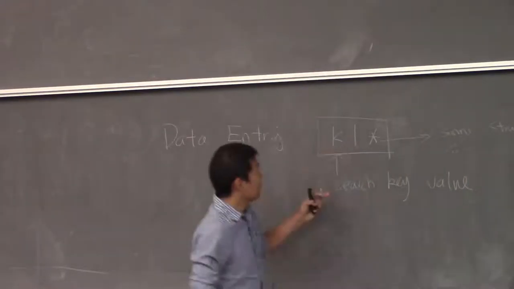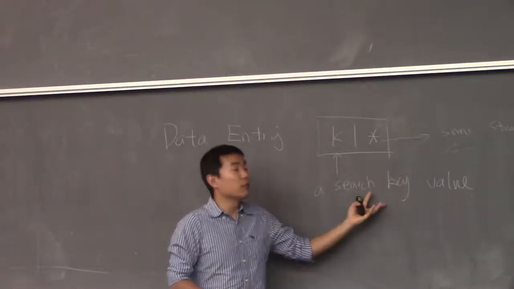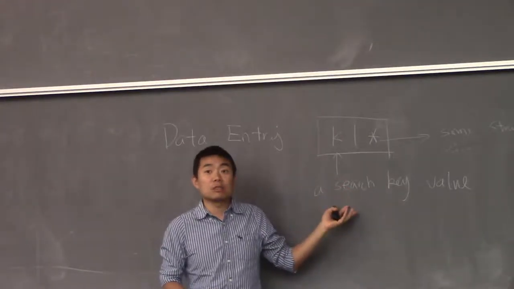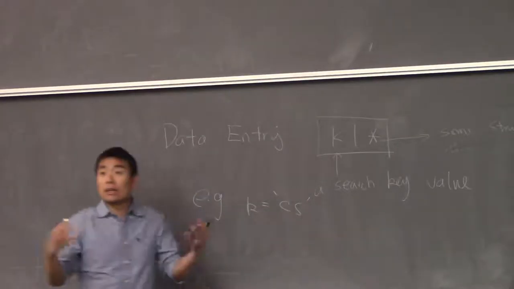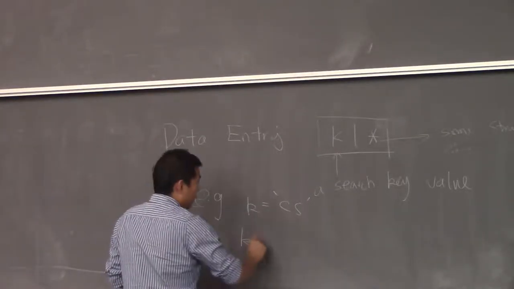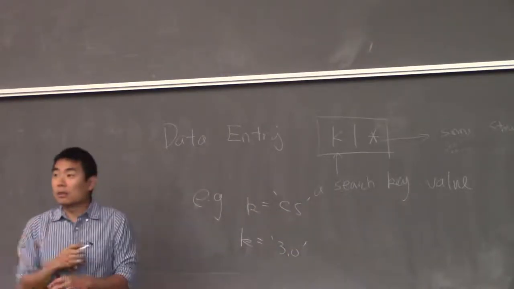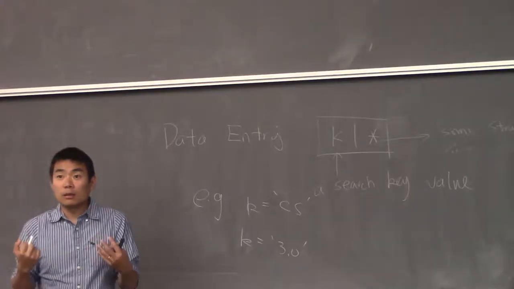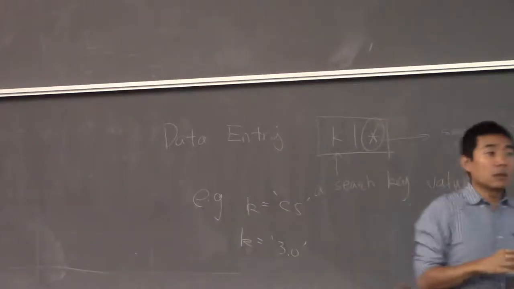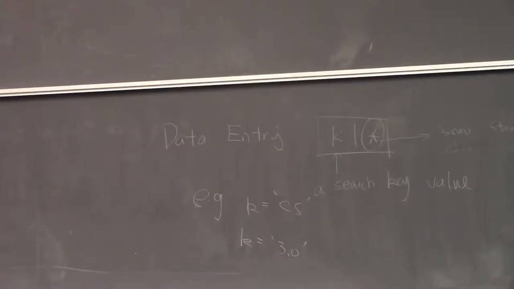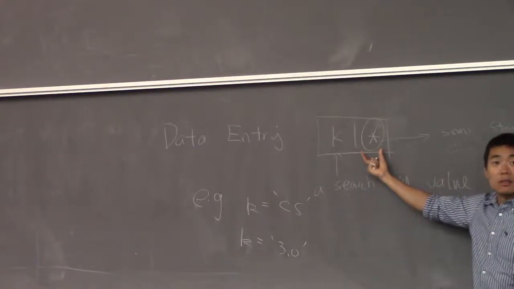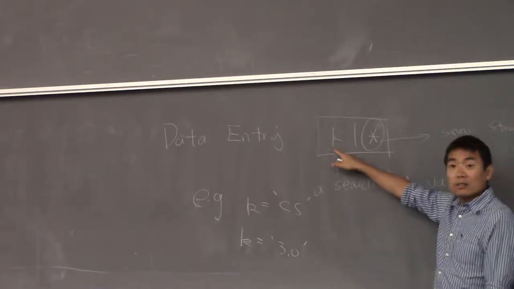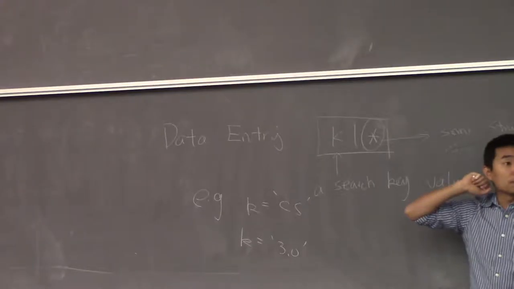So let's look at the first one. This is easy to understand, right? This k simply denotes a value from your search key field. For example, k could be CS if your search key is department name. k will also be 3.0 if your search key is GPA. You follow me? And all that matters is what the heuristic is, right? Heuristic is a succinct, concise structure that allows you to look up a record with the given search key value k. It's a succinct, concise structure that allows you to retrieve the record with this particular search key value k. So that's what heuristic is.